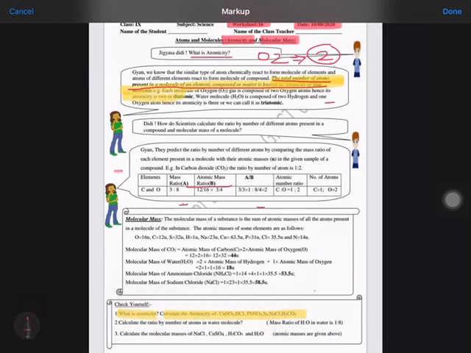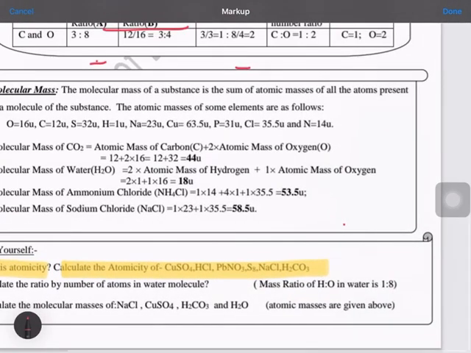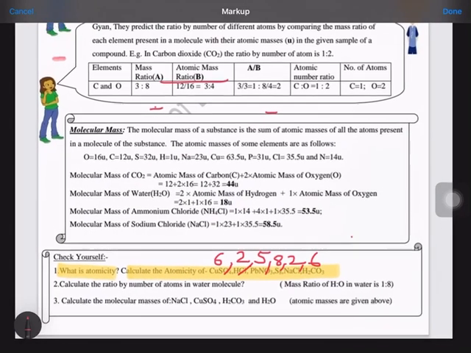So we can see from the total number: copper sulfate, 1 copper, 1 sulfur and 4 oxygen, total will be 6. HCl, 1 hydrogen, 1 chlorine, 2. Lead nitrate, Pb(NO3)2, 1, 2 and 6, total 9. Then 8, then 2, then 6. So this is how we write this.